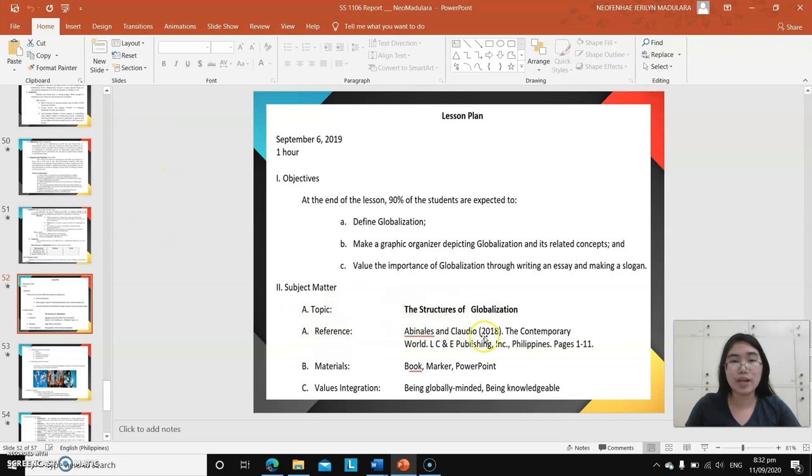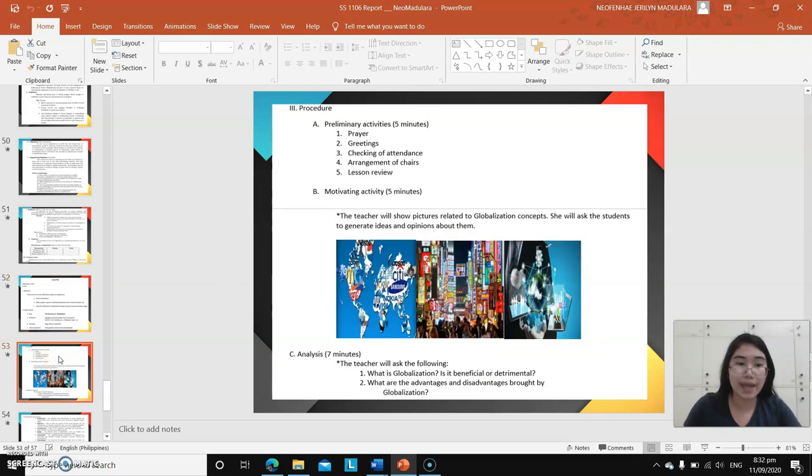Okay, subject matter, the structures of globalization is the topic. Reference, Claudio 2018, The Contemporary World. We have the publishing pages also of the book where the contents came from, and the instructional materials to be used: book, marker, PowerPoint. Values integration: being globally minded, and being knowledgeable. Okay, let's try to find out if these objectives are attained or reflected in the teaching and learning process or the procedure of the lesson plan.